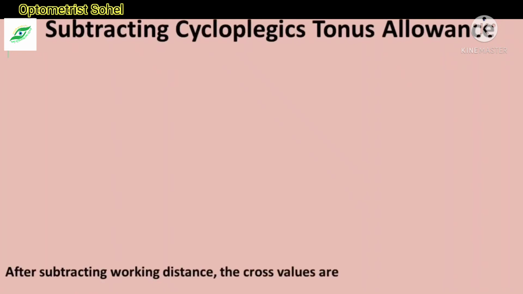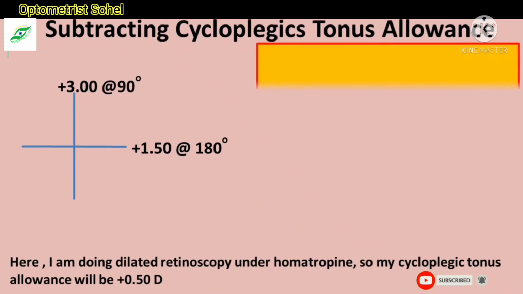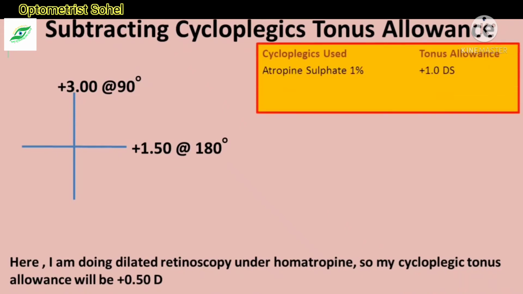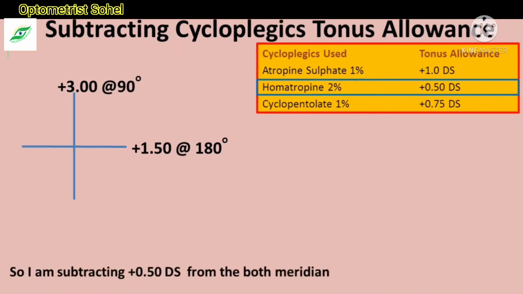Subtracting cycloplegic tonus allowance. After subtracting working distance, the cross values are +3 at 90, +1.5 at 180. Here I am doing dilated retinoscopy under optometry, so my cycloplegic tonus allowance will be +0.5 diopter. So I am subtracting +0.5 diopter sphere from both meridians.